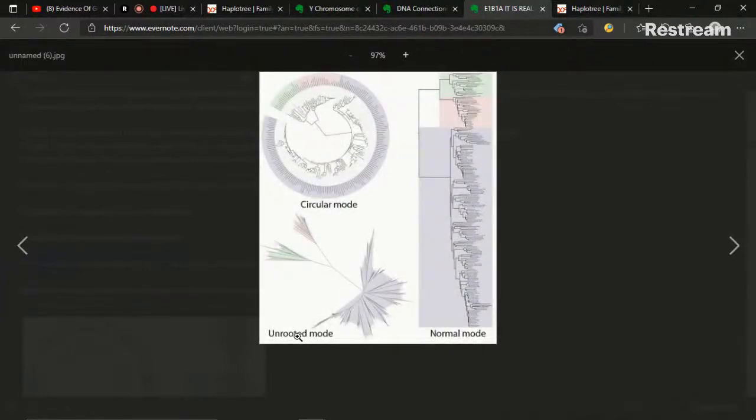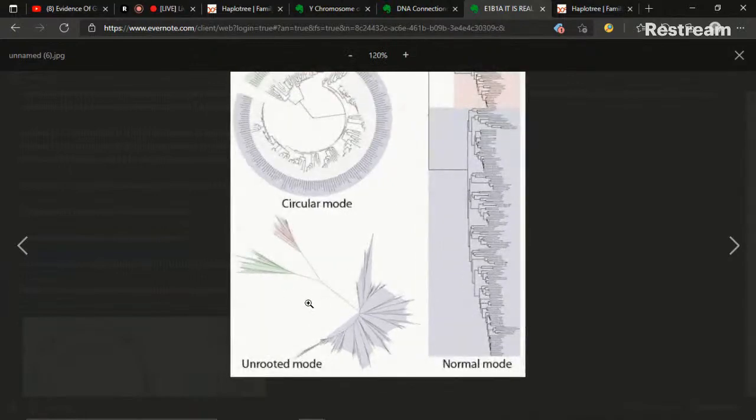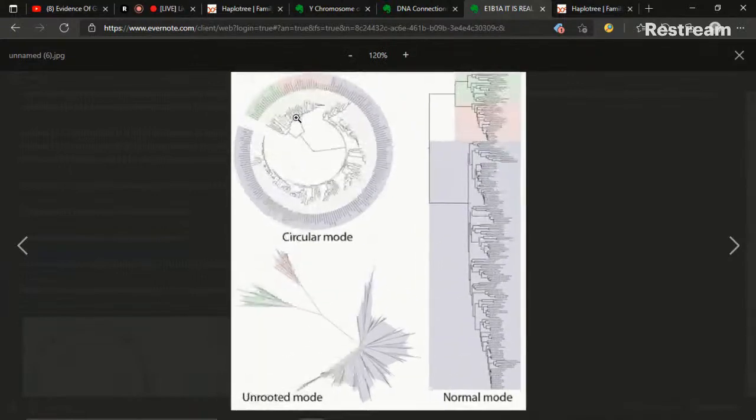Right here, you got one that is unrooted. This type of style is called unrooted. This is called a circular chart. Sometimes you see charts that are circular, and then you'll see your normal mode of a chart. You see it like that.